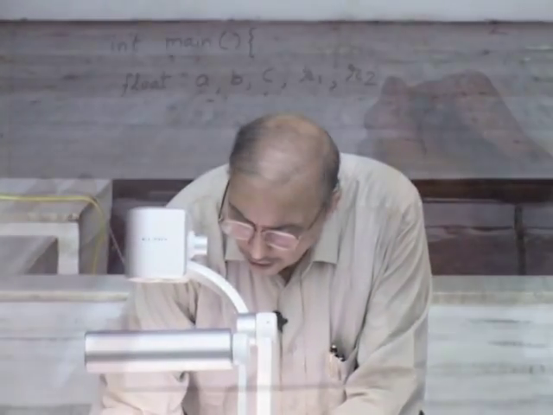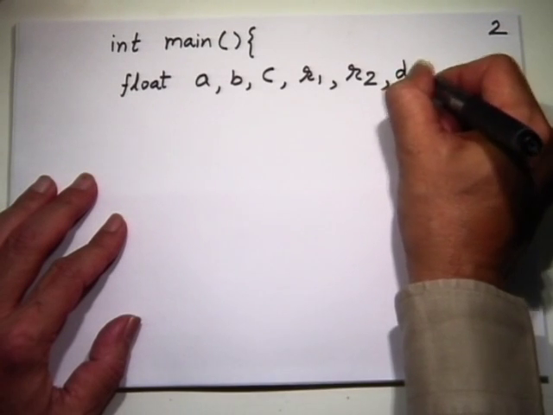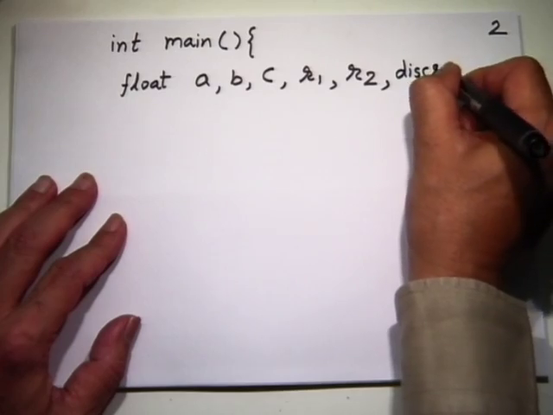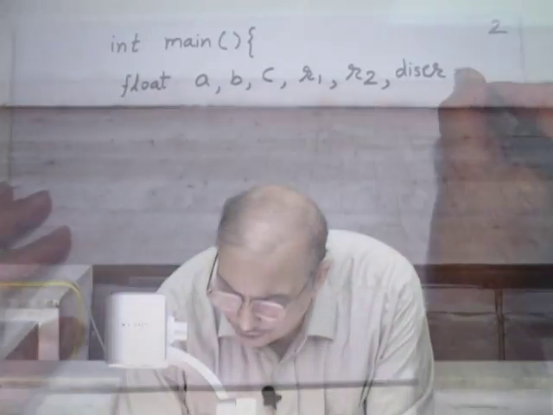But since I have to calculate the square root of B square minus 4AC, and since there is a mathematical name for that entity, what is it called? Discriminant. So let us just call it DISCR for short. Discriminant. What should I get in as values?